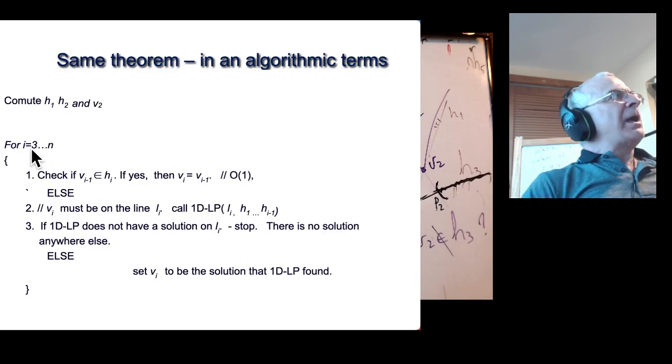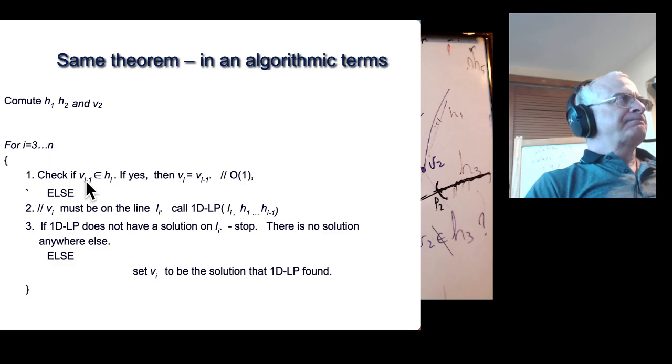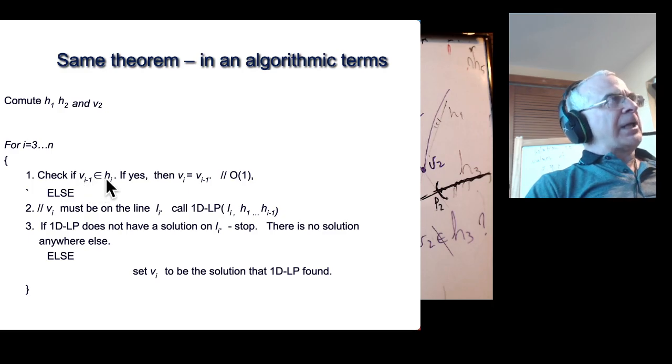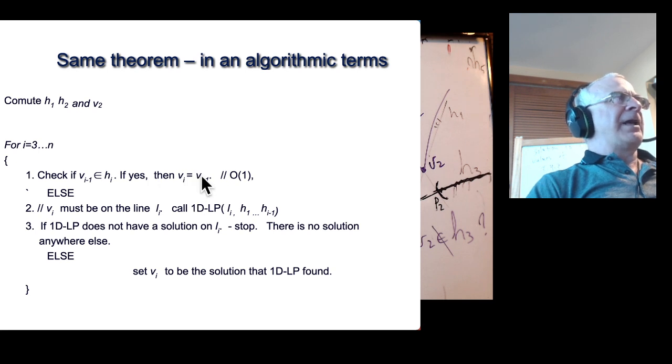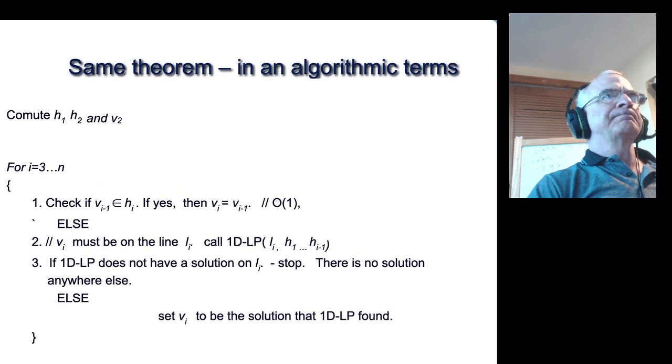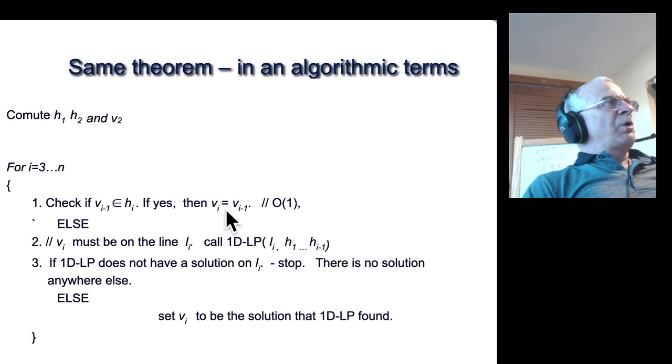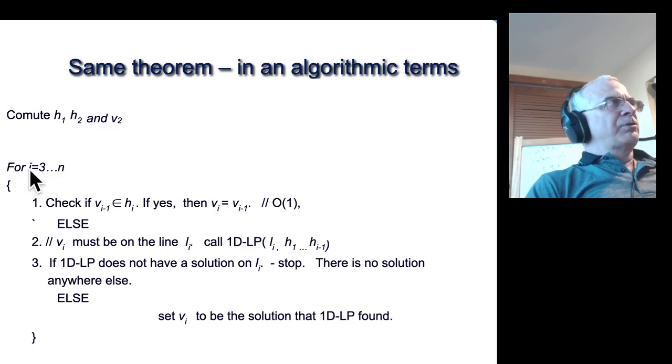And now for i goes to 3, 4, 5, ..., n, look at v_{i-1}, the old solution that you had for i minus 1. If i equals 3, you are looking at v2. If it is inside H3, you don't need to do anything. Then v_i and v_{i-1} are exactly the same point. Just call the old solution the new solution, and then you can move to the next case for i plus 1.